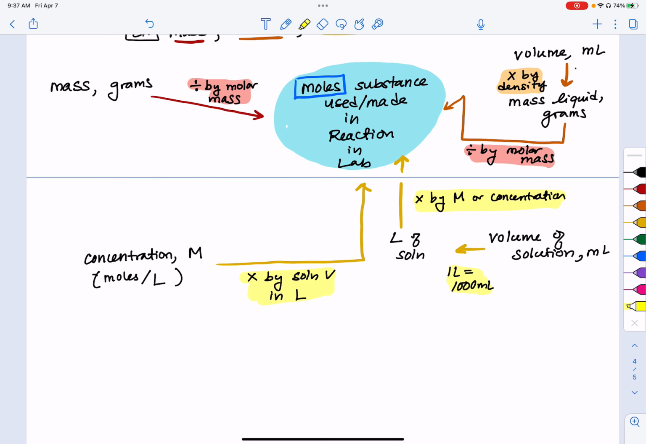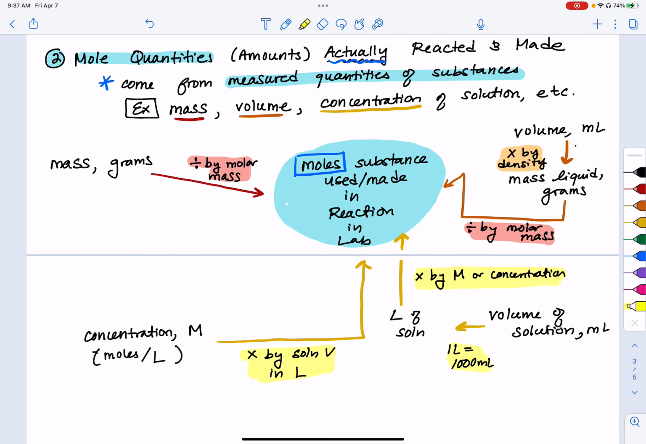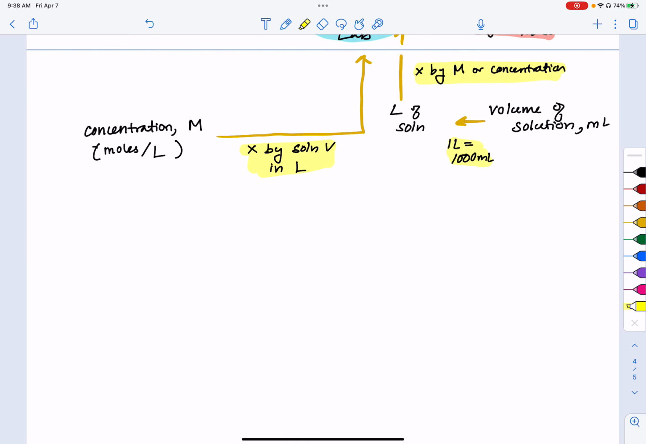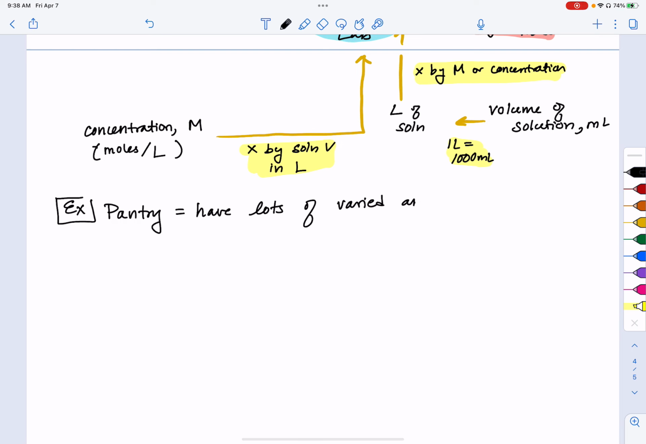So again, this is me illustrating methods that we have available to us in order to determine the amount of moles of a substance that we are actually reacting in a lab environment. So I call this the pantry, because in our pantry, we have lots of varied amounts of each ingredient.